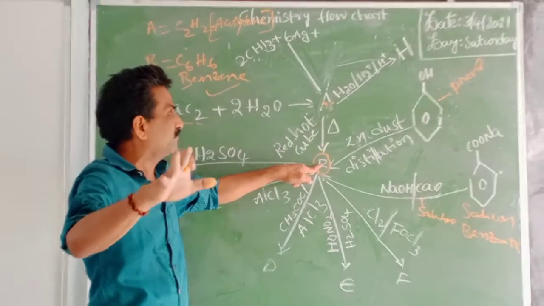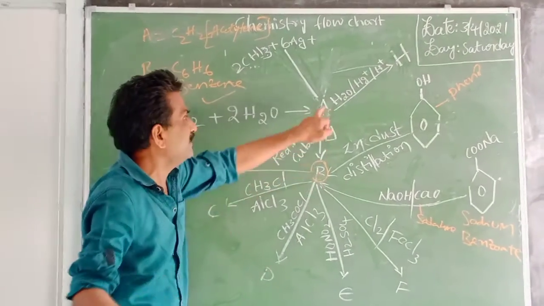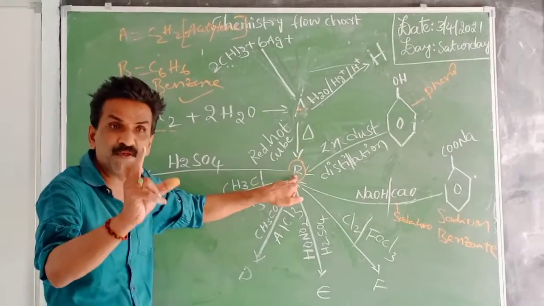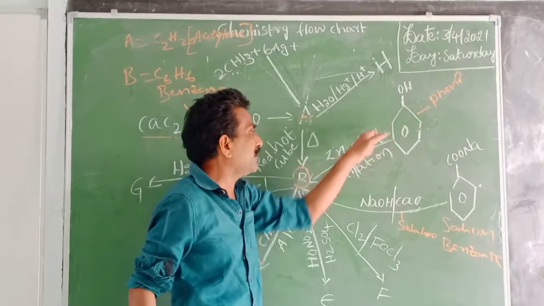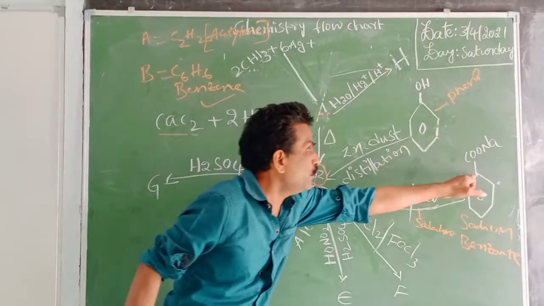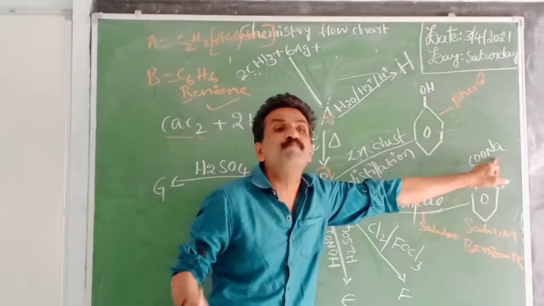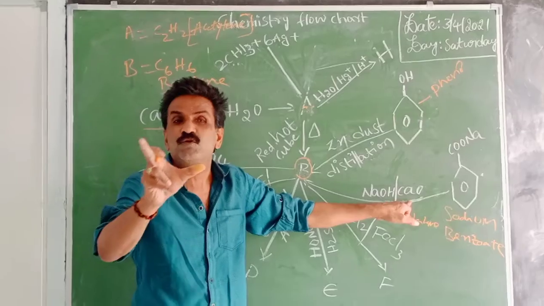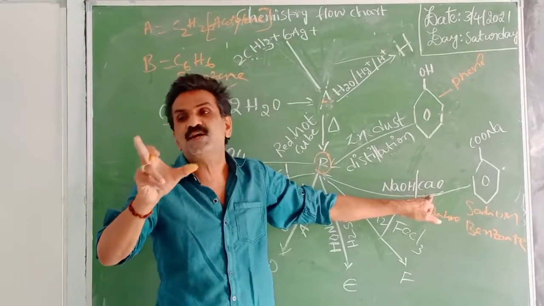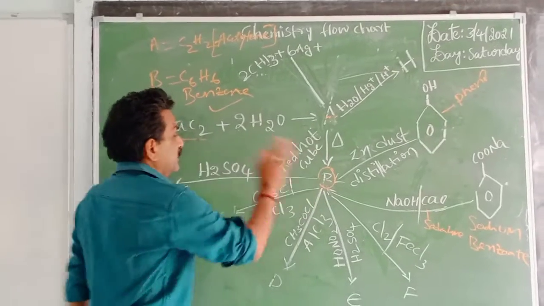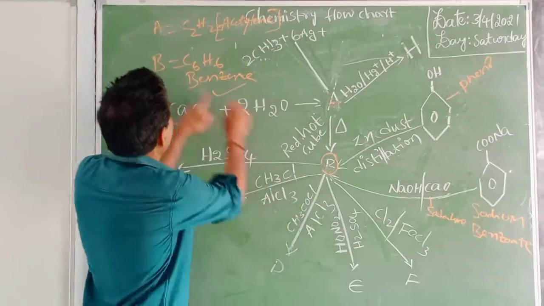Most important one. Let me repeat once again. Acetylene is passing through a red hot tube, we get benzene. Phenol reacts with zinc dust, we get benzene. Sodium benzoate reacts with soda lime, a mixture of sodium hydroxide and calcium oxide, we get benzene. Okay. Now B is nothing but benzene.